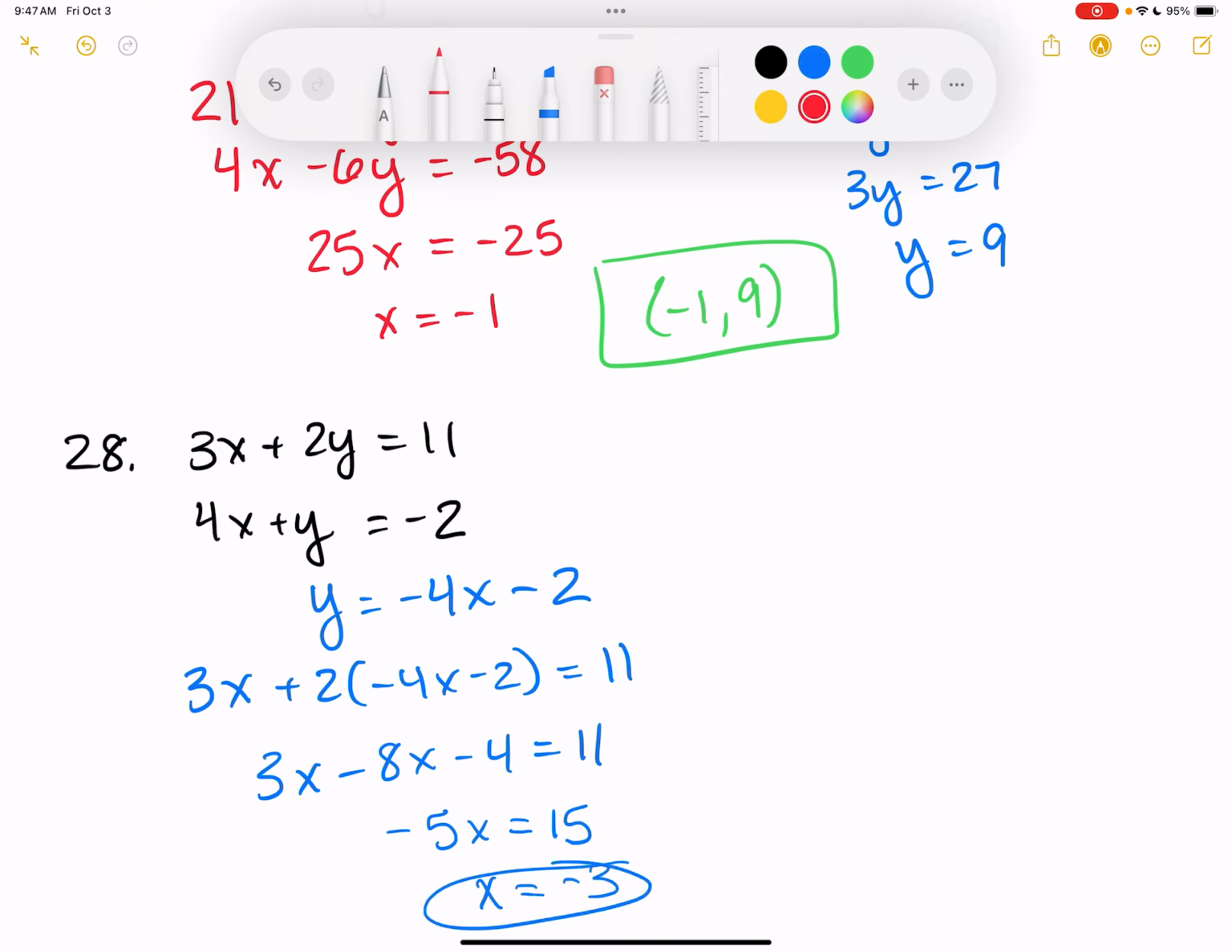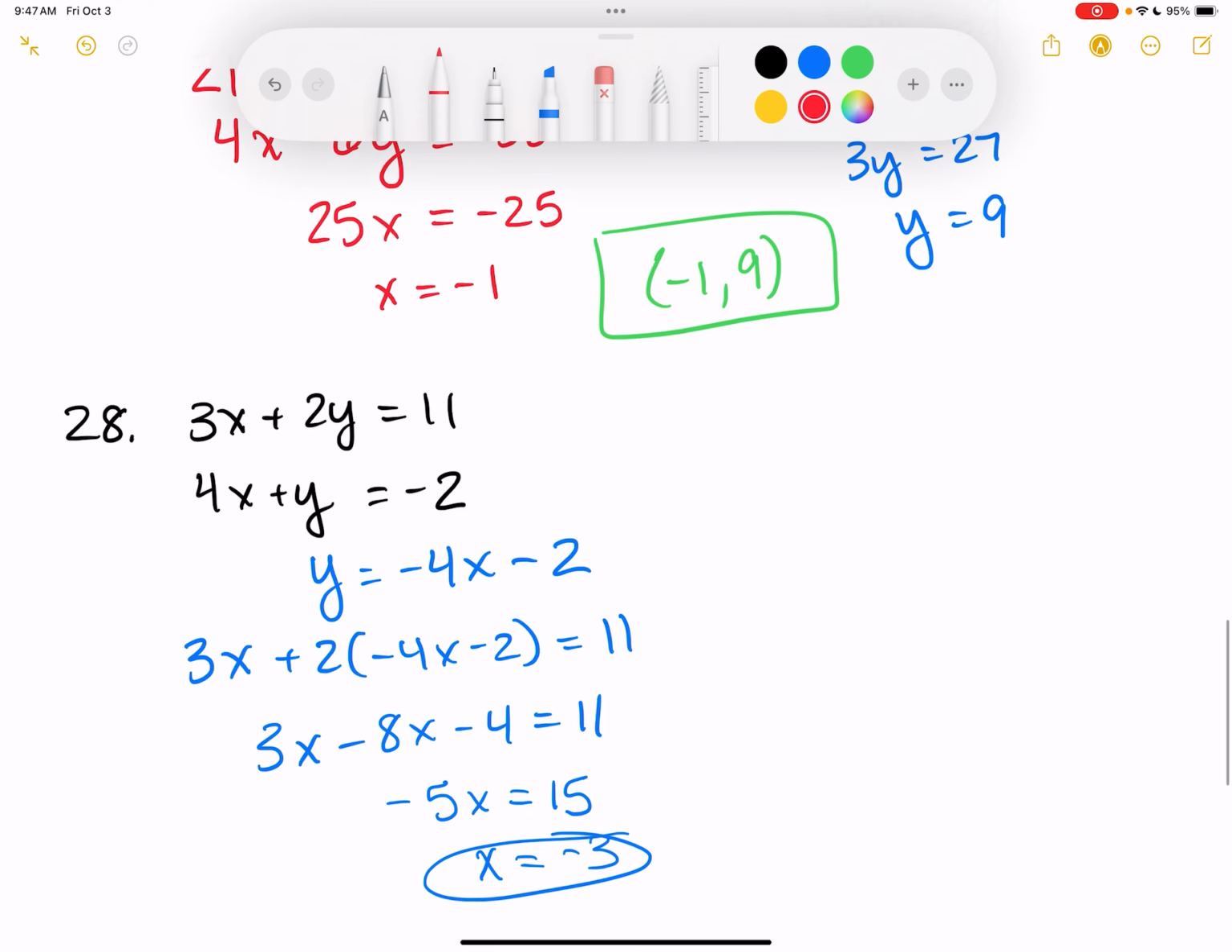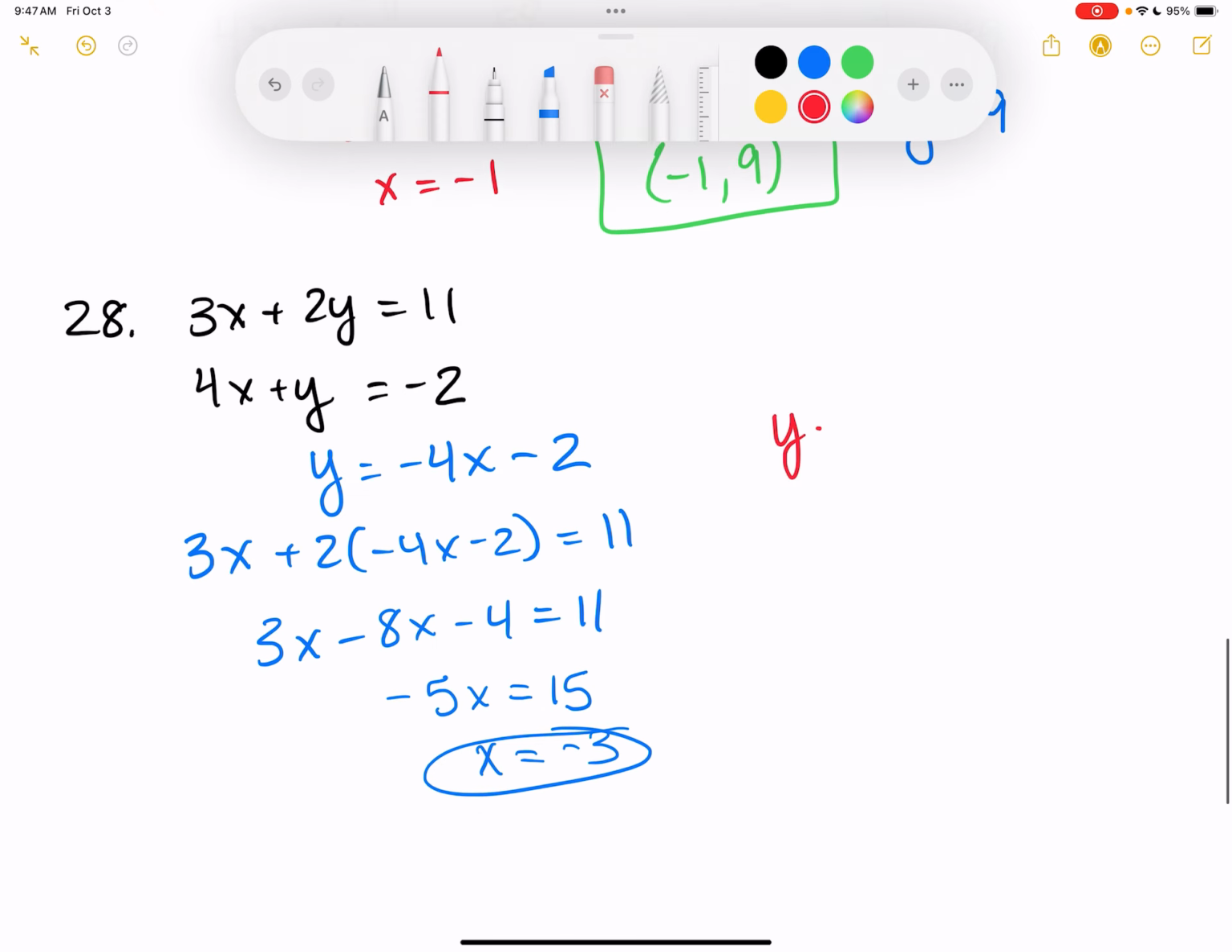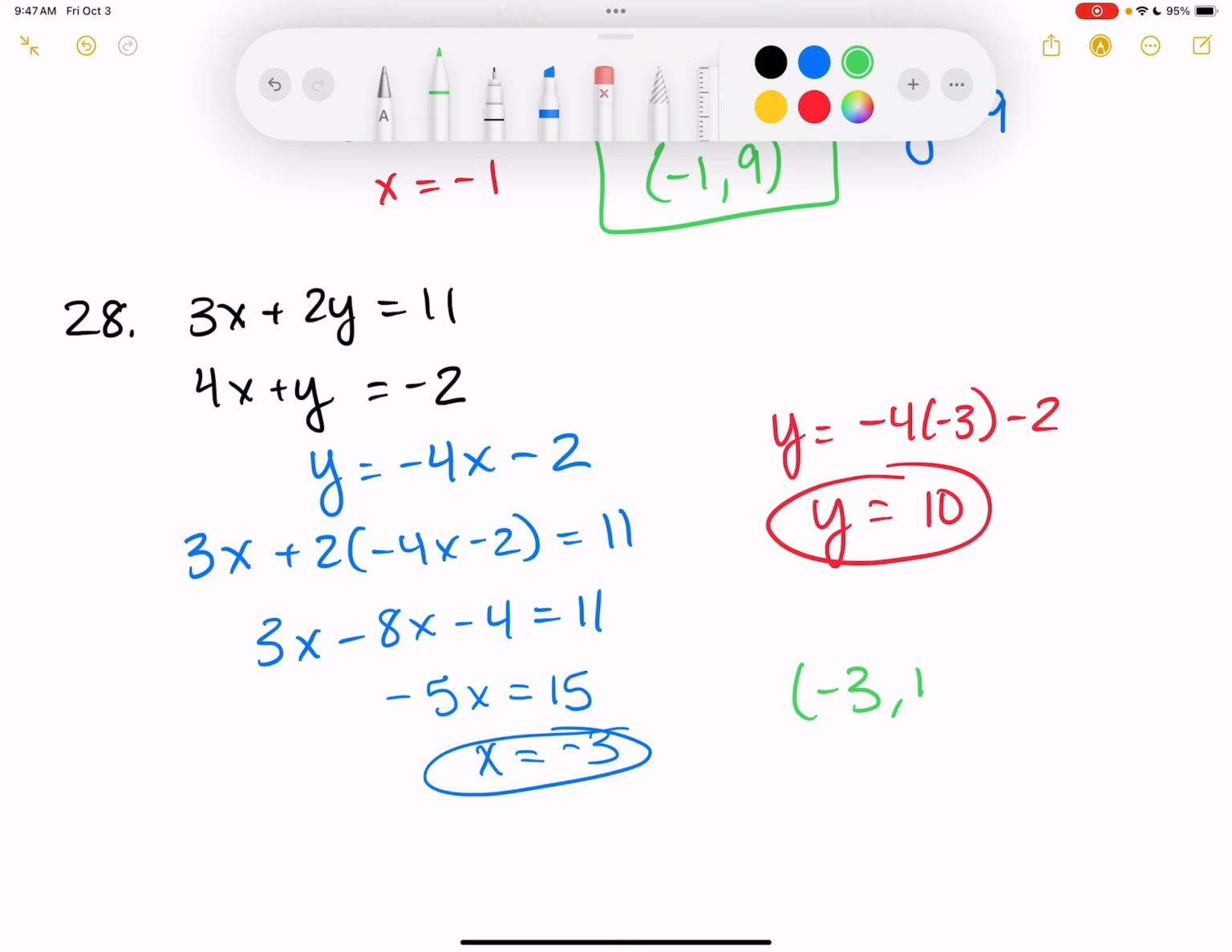So now take that, plug it into the other equation. So y equals negative 4 times negative 3 minus 2. So y equals 12 minus 2 is 10. So y equals 10. So my ordered pair is negative 3, 10.